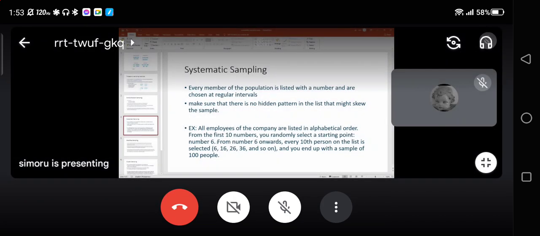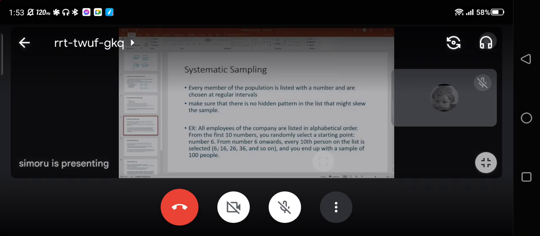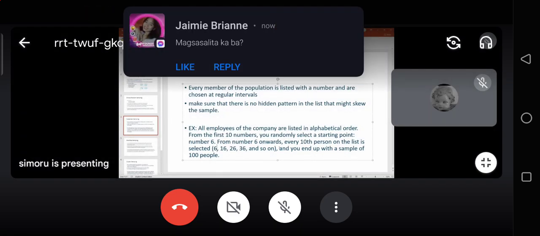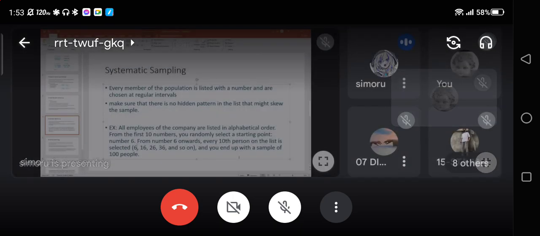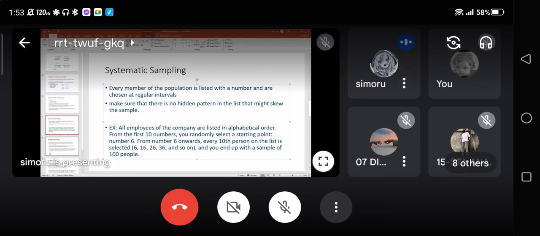Here's another example. All employees of the company are listed in alphabetical order from the first 10 numbers. You randomly select a starting point, number 6. From number 6 onward, every third person on the list is selected. So basically here it says 6, 16, 26, 36. Every number in the listing that ends in 6 will end up in your sample, and you end up with a sample of 100 people.